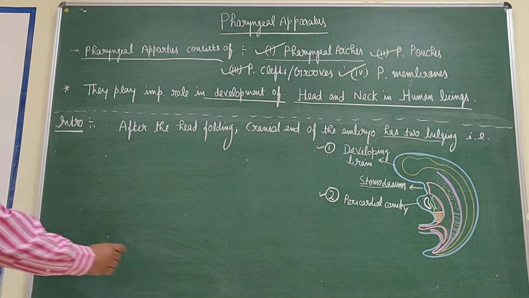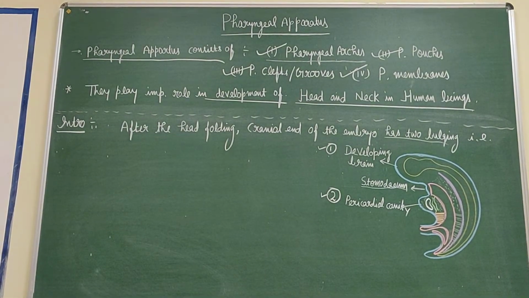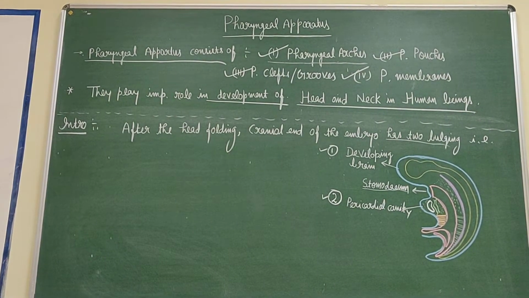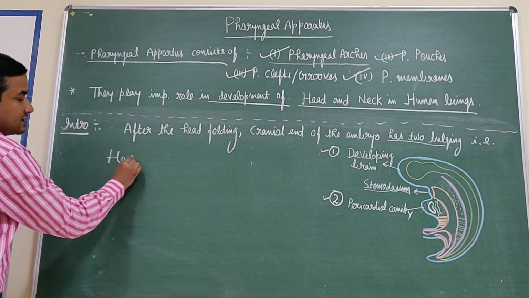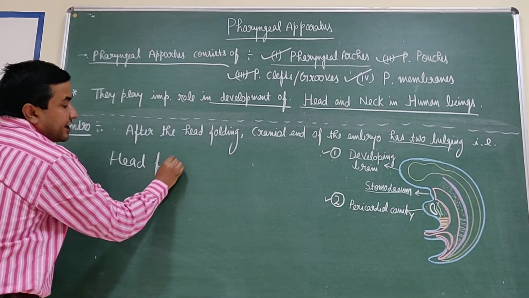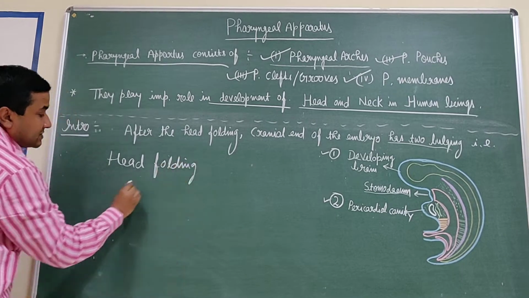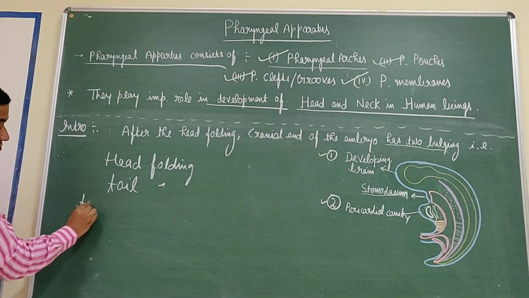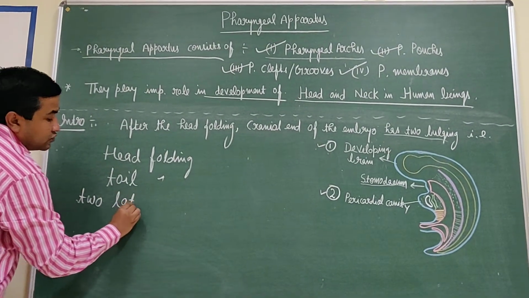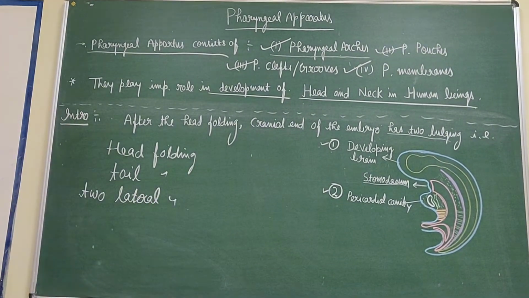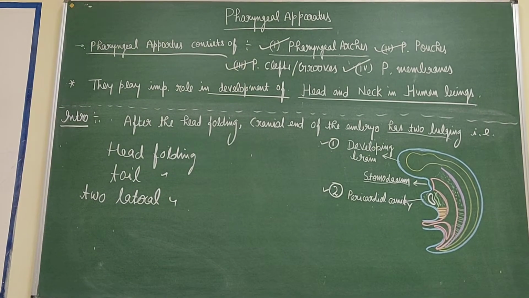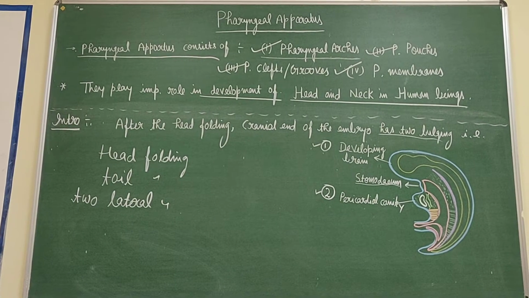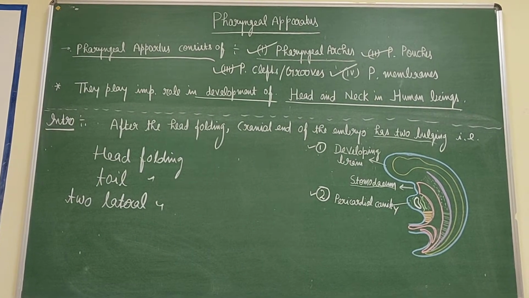As we know, there are four foldings that occur in the embryo. That is the head folding, tail folding, and two lateral foldings. And these foldings occur to achieve the contour of the embryo.